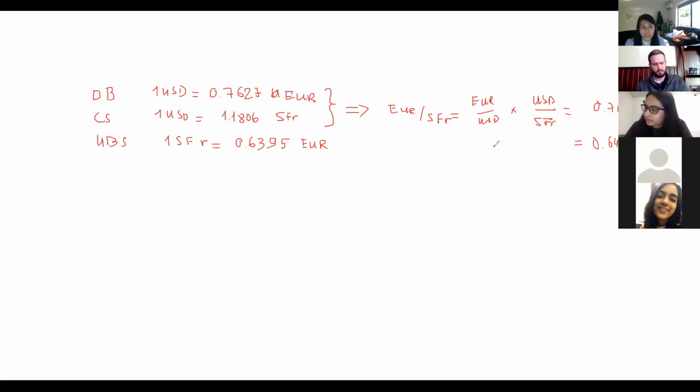Did everyone get the same answer? Okay. So we have done the first part, which is to compute the cross rate. Based on my calculation of the cross rate and the information from UBS, can you tell me how I can set up my arbitrage strategy? I want to find out where I will buy and where I will sell the franc.